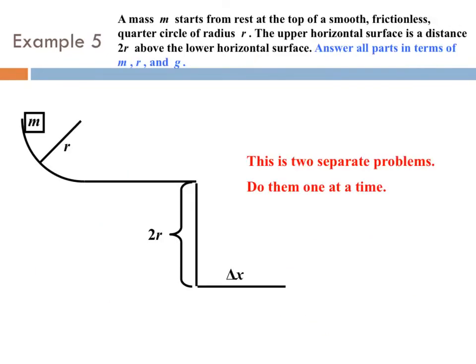It says the mass m starts from rest at the top of a smooth, frictionless quarter circle of radius r. The upper horizontal surface is a distance 2r above the lower horizontal surface. Answer all parts in terms of m, r, and g. This really is two separate problems, so you want to make sure that you do them one at a time.